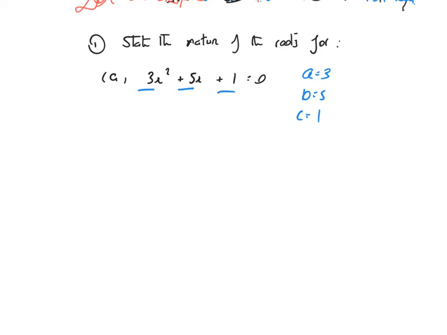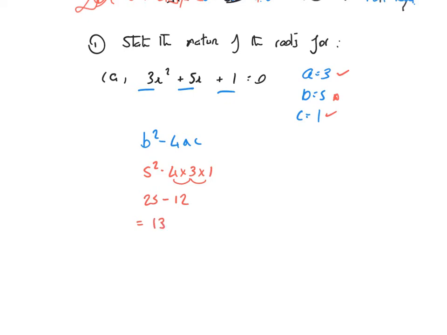Okay, our next move is to write down b squared minus 4ac and start to sub things in. Okay, b squared, what's b? B is 5, so it's going to be 5 squared minus 4 times a, which is 3, times c, which is 1. Okay, 5 squared is 25, minus 4 times 3 times 1. Well, 4 times 3 is 12, and 12 times 1 is 12. 25 take away 12 is 13.